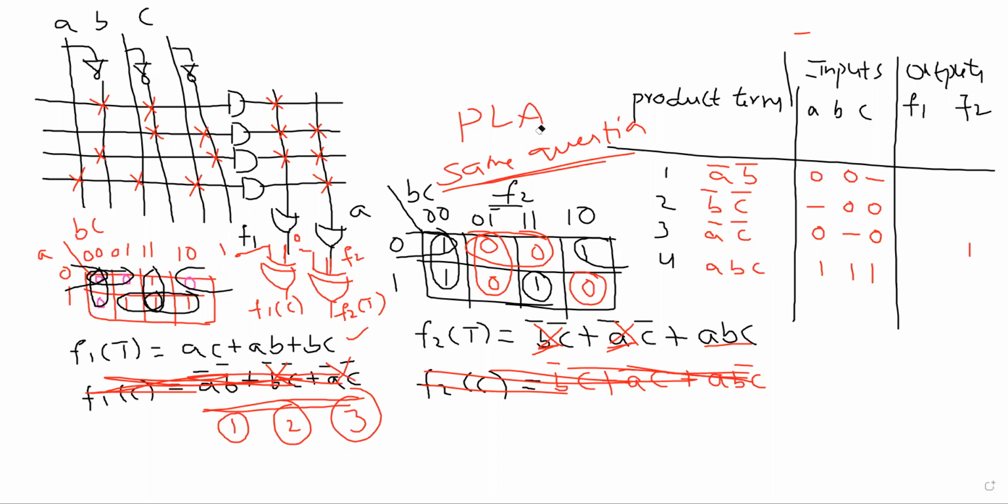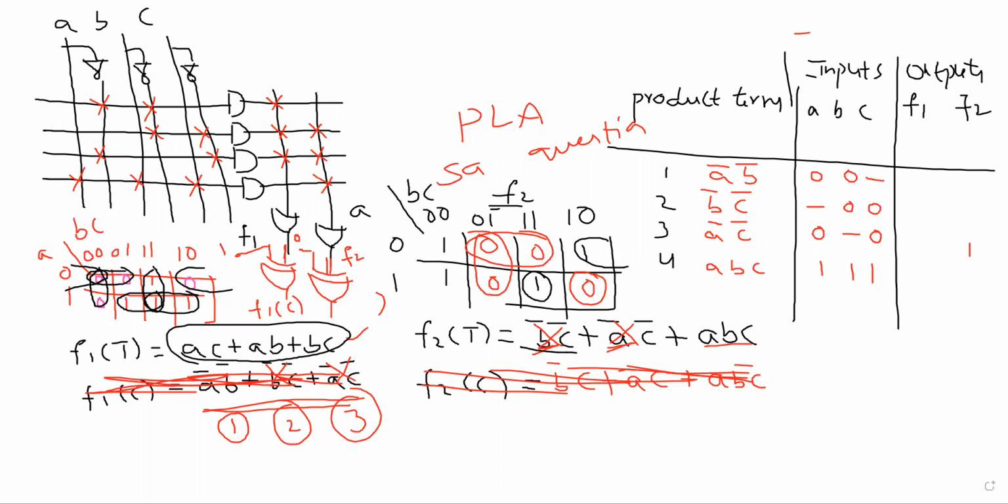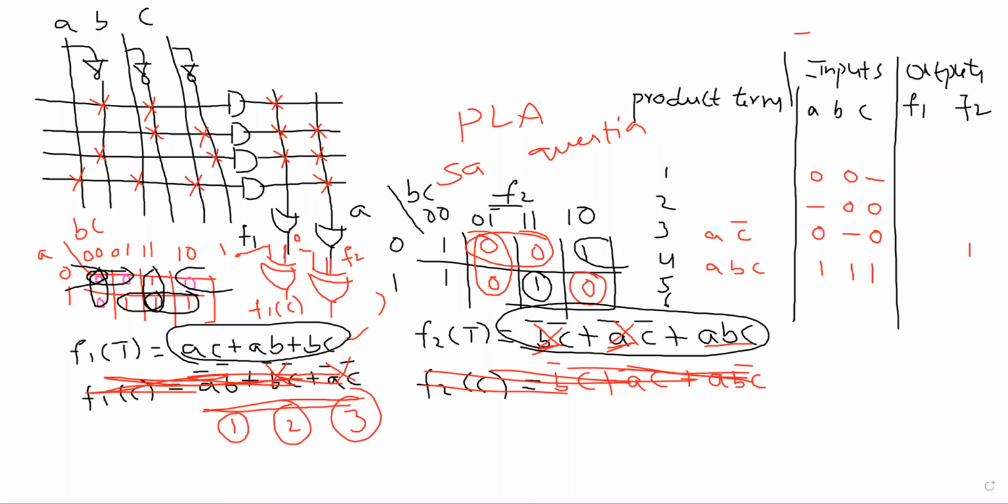If you observe how many product terms are there: 1, 2, 3, AC, AB, BC, 3 product terms. Now here there are 3 more product terms, that means in total 6 product terms, that means 5 and 6. What are the product terms you have to write here? Directly you can see here, I'm going to write here directly.